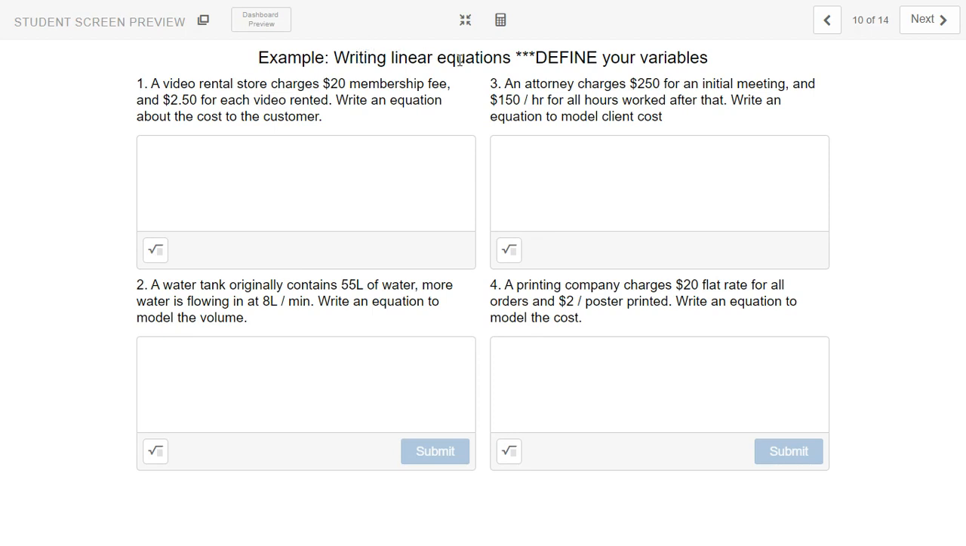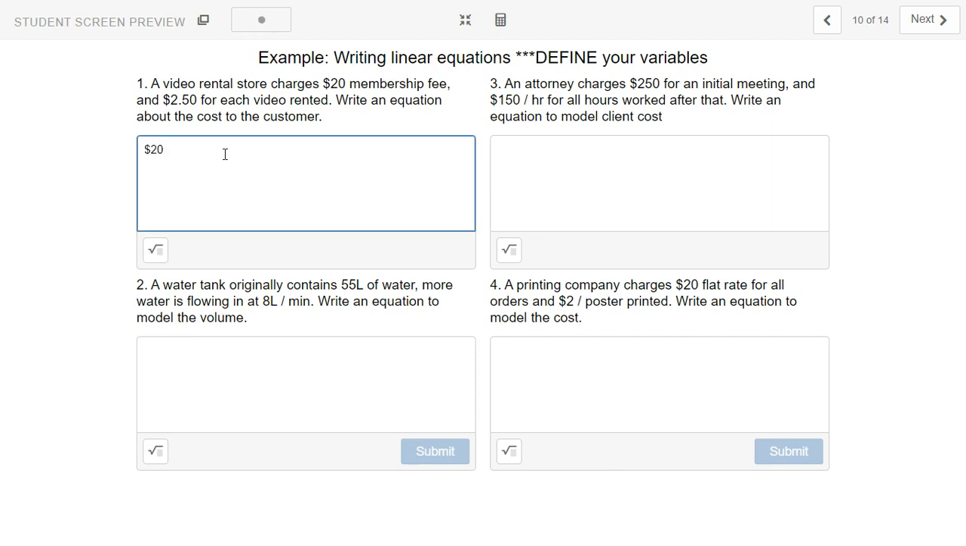We need to write a linear equation and it says we need to define your variables. When you define your variables, we need to explain what x and y are representing. And we usually use a statement to say let x be and let y be. So let's start this one. A video store charges a $20 membership fee and $2.50 for each video rented. Write an equation about the cost to the customer.